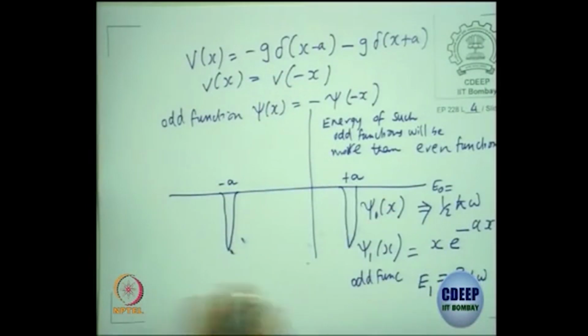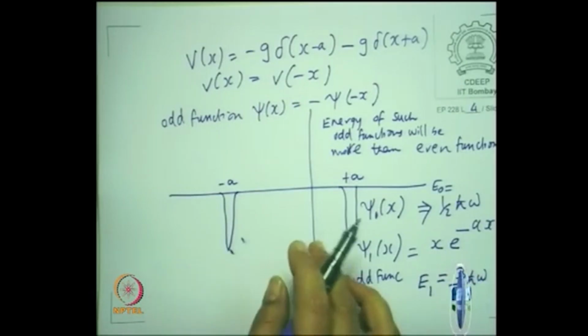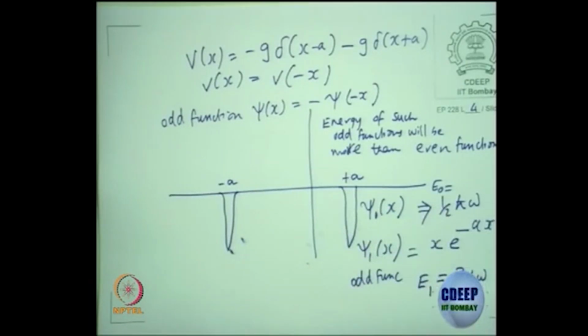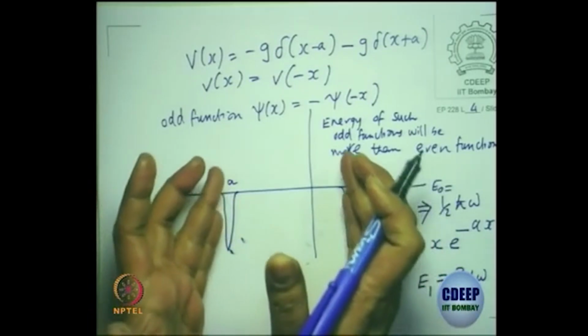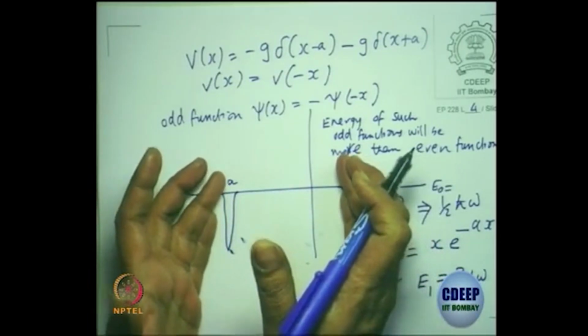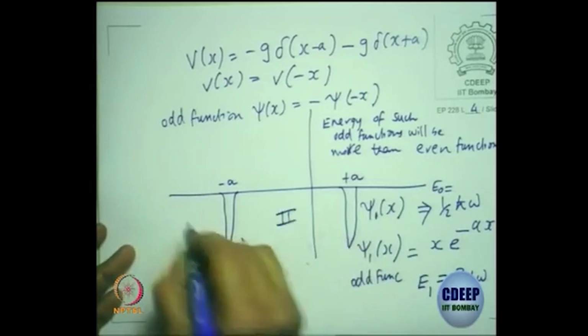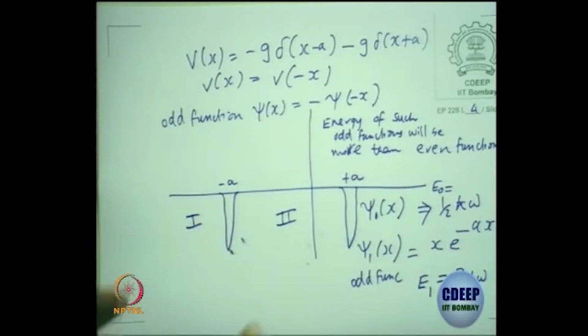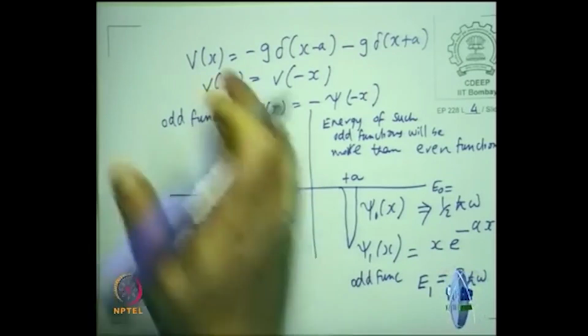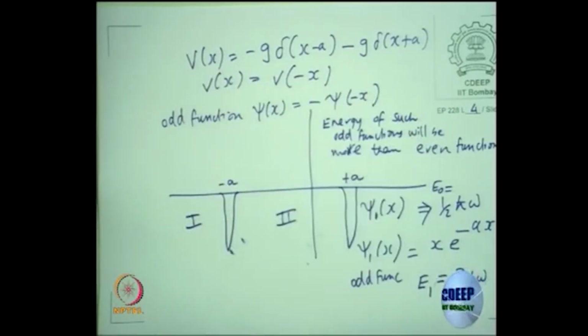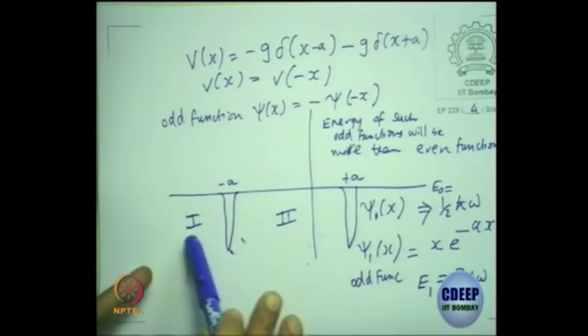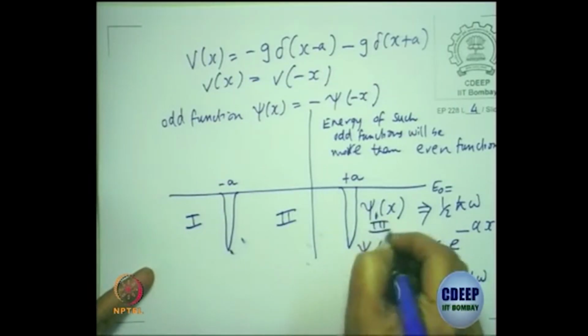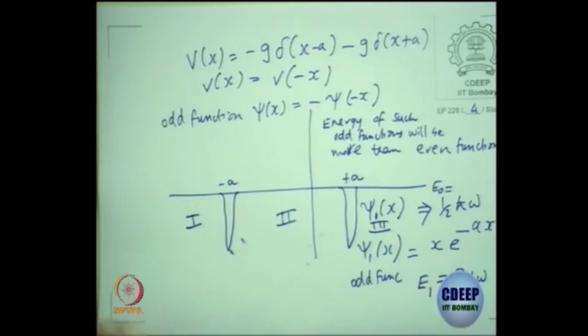The solutions which you are going to write, region 1, region 2 and region 3. At least in region 2, this is region 2, region 1. In region 2, you have to apply V of x is the same as V of minus x. Similarly, region 1 and region 3 are going to be related.